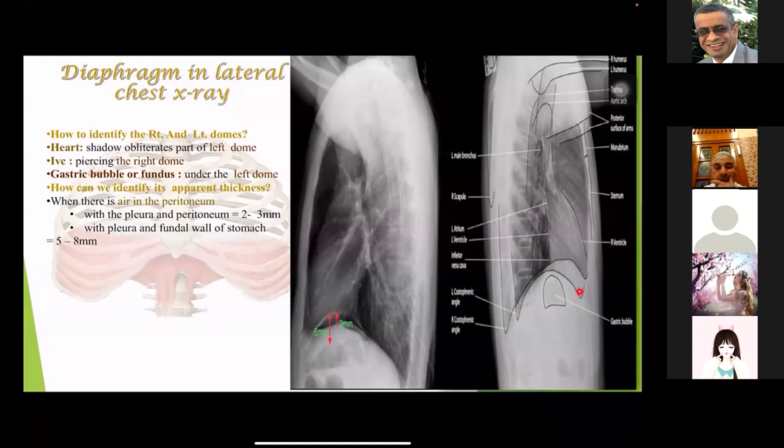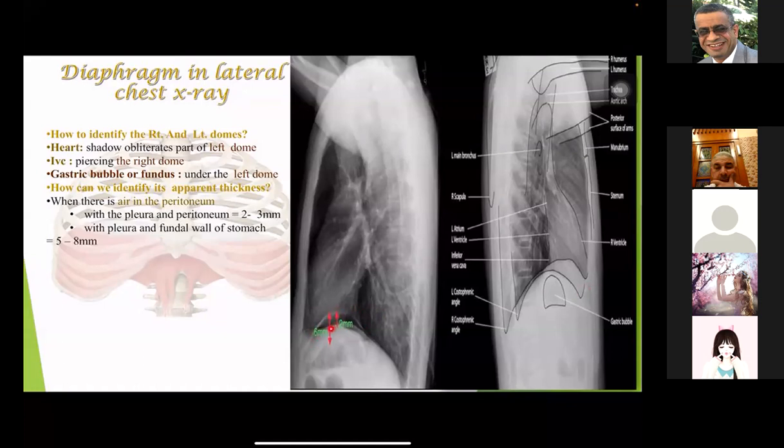Moving to how to identify the thickness of the diaphragm. Usually it is measured when there is air in the peritoneum. In this picture, there is air under the diaphragm as we see here. Measuring the thickness of the diaphragm with the pleura and peritoneum reaches 2 to 3 millimeters. This is the right hemidiaphragm measured with the pleura and peritoneum, 2 millimeters.